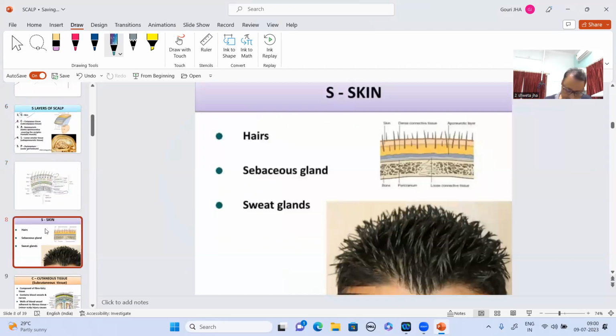Now, first coming to the skin. As usual, we know that except for the palm and the sole, where we don't have hair follicles, here we have hair follicles, sebaceous glands, and sweat glands. The sebaceous glands are multiple over here. This region is known as the skin, and we have the hair follicles over here. At the base of the hair follicles, we get the sweat gland and the sebaceous gland.